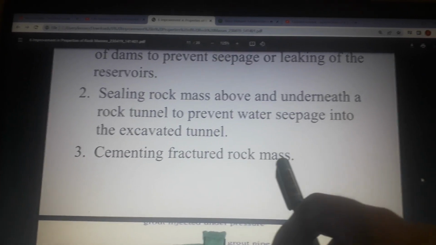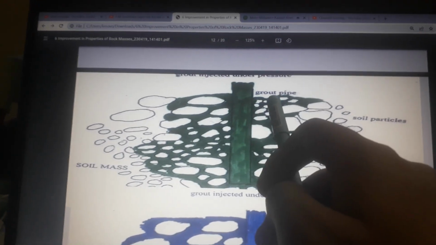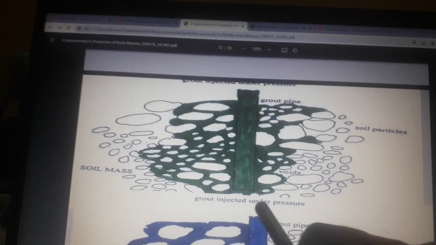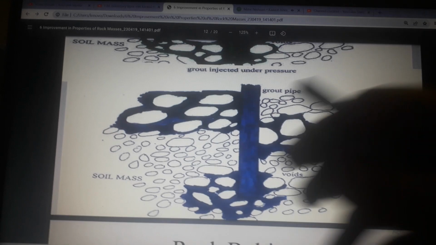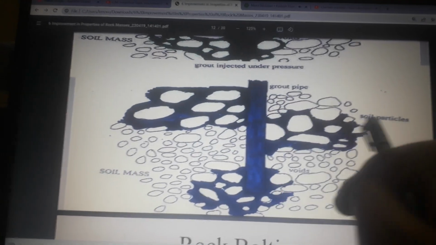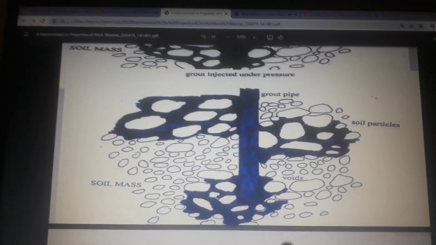Cementing fractured rock mass. Grout is injected under pressure. Here are the grout pipe, soil particles, soil mass, and voids.